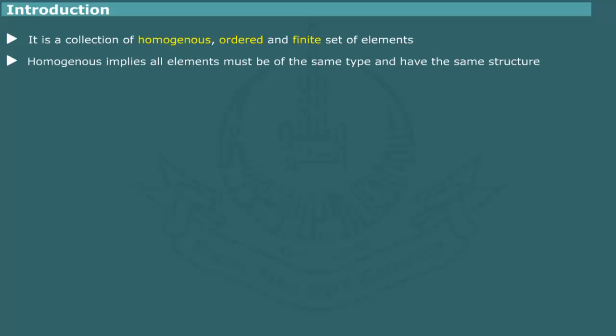Introduction. An array is a collection of homogeneous, ordered, and finite set of elements. The homogeneous property implies that all of the elements of an array must be of the same type and structure. The simplest arrays normally consist of primitive data types such as integers, real numbers, characters, or Boolean values. More complex array structures might include strings and records consisting of several fields.